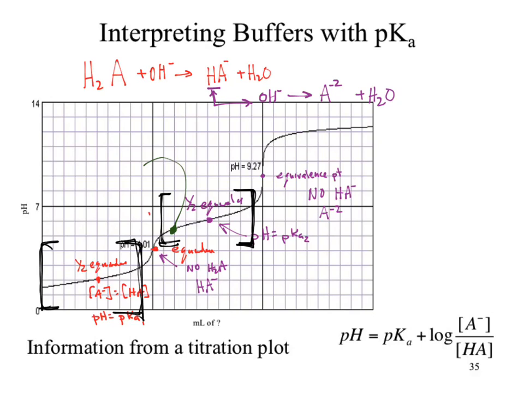Any distance off of that means I start to become less of a good buffer because I only have a small range in which I can buffer. Kind of makes sense? We good with that? Kind of a mess of things to label on that, but that's what we should be getting out of those titration curves. Okay.